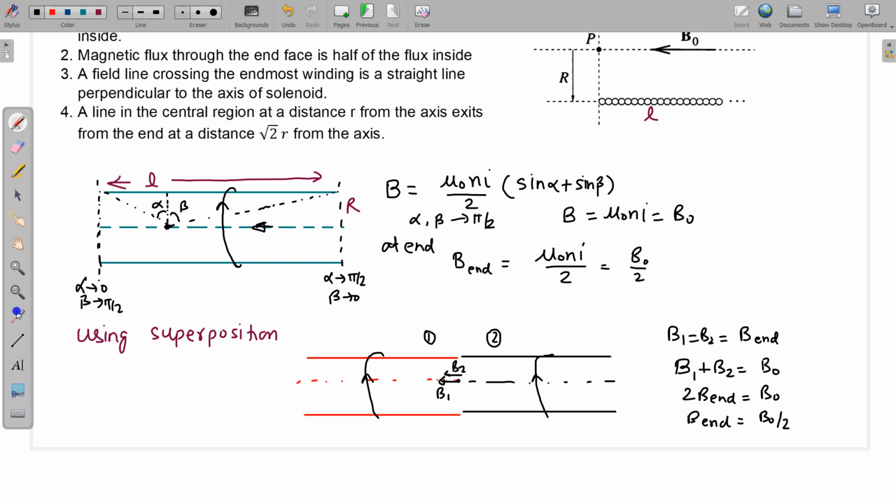So if I have placed two identical solenoids here, then the magnetic field B0 depends on mu naught, this is a constant, and n is the number of turns per unit length. So it is not total turns, it is turns per unit length, it is turn density. So obviously n will be the same in case of superposition of these two also, and I will be I. So this B1 plus B2 must be equal to B0, and this would be equal to, like this, B end is equal to B0 by 2. So using superposition we can easily prove that at the ends the magnetic field is B0 by 2.